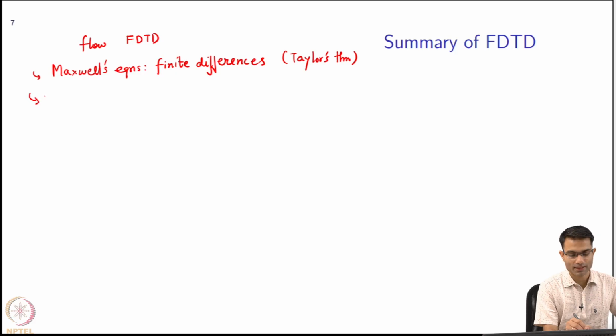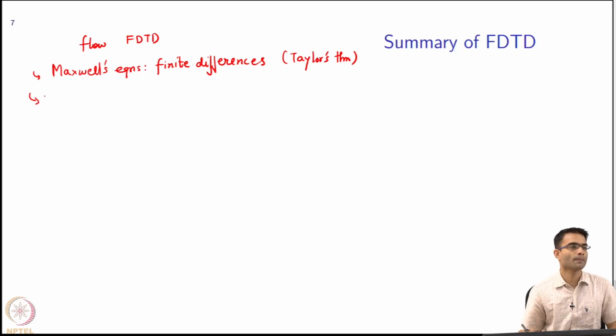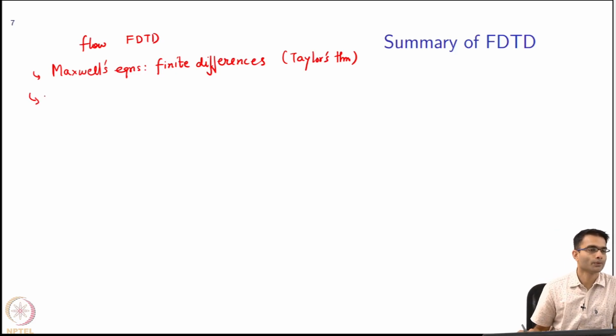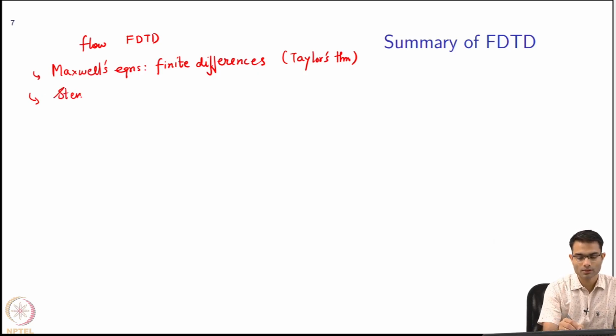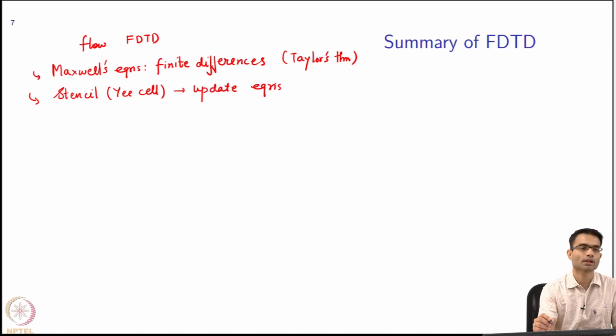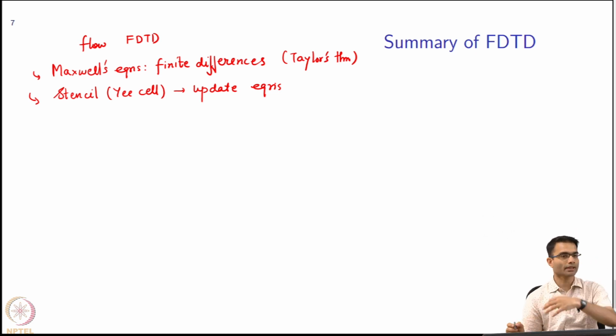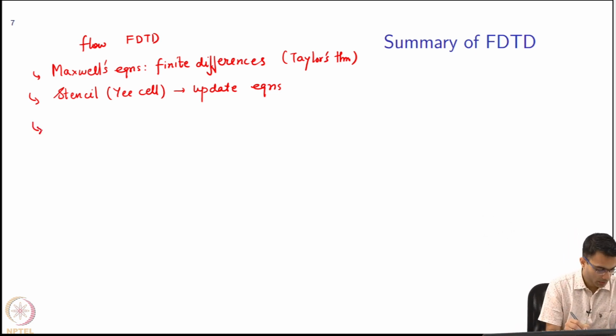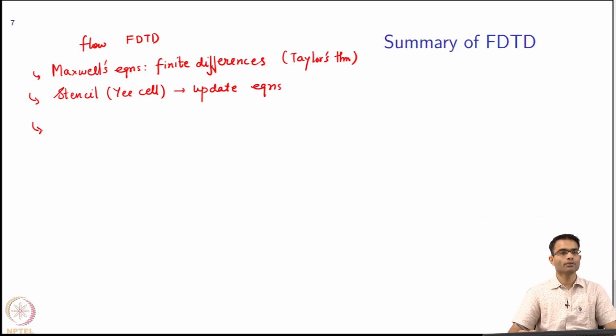Once we had the finite differences, what did we do? We discretized it, right. So, we made a stencil. The stencil was the E cell, right, and from here we got the so called update equations, which allowed us to step the fields in space and time. After that, what did we do? We had our update equations, we knew how to step it in space and time.